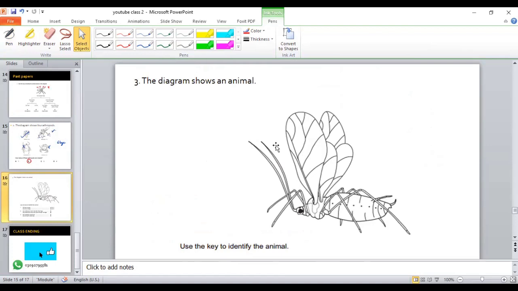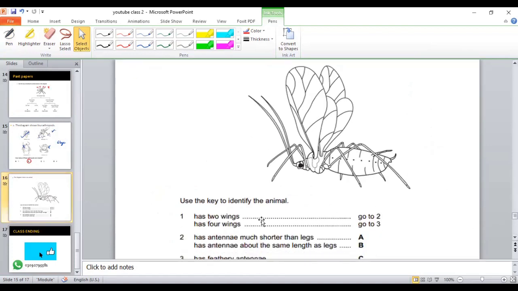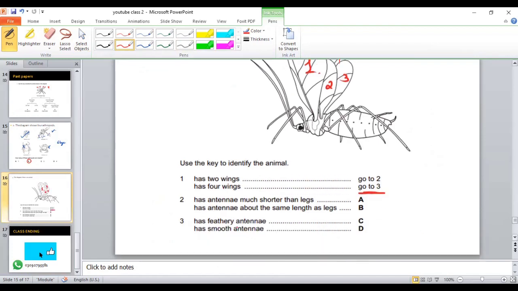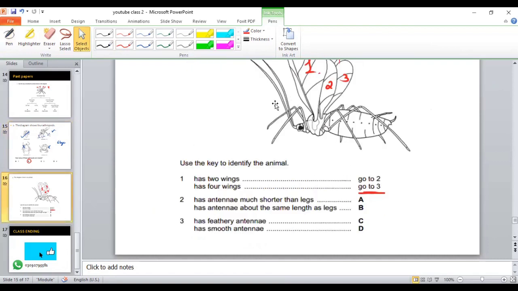Now the diagram shows an animal. This is the animal. Use the key to identify the animal. Has 2 wings, has 4 wings. Let's count the wings: 1, 2, 3, 4. Okay, it has 4 wings, so we have to go to 3. Yes, this one is the 3. Has a feathery antenna, has a smooth antenna. Yes, observe the antenna of this animal. It has a smooth antenna. So the option is D.